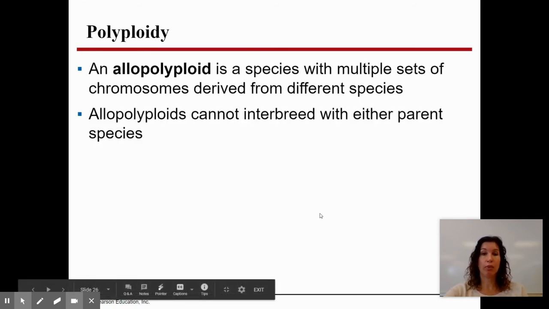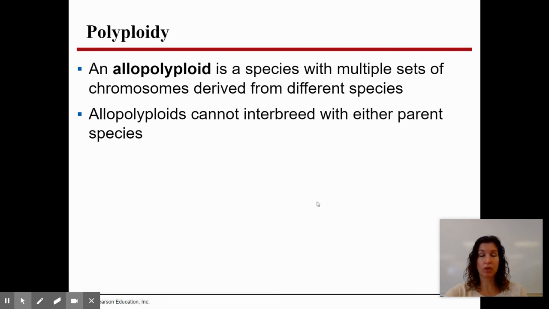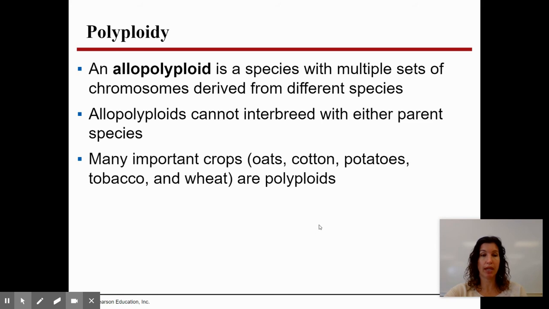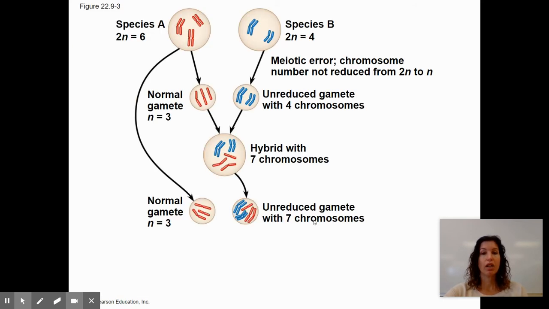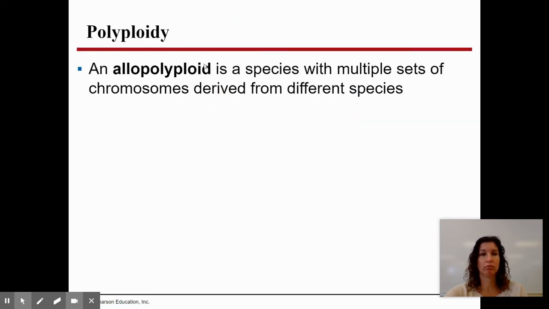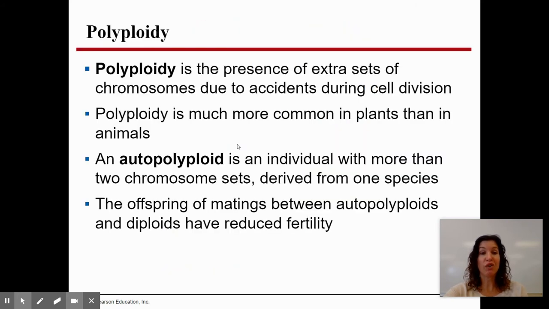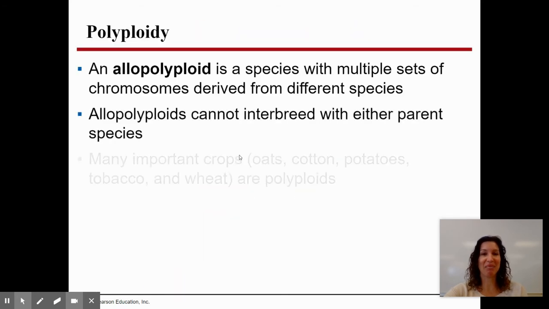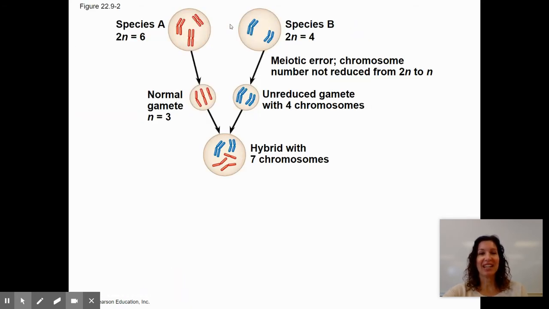So an allopolyploid is a species with multiple sets of chromosomes derived from different species, and they can't interbreed with any parent species. So crops like oat, cotton, potatoes, tobacco, and wheat are all polyploids. So you can see if we have species A, this is like our polyploid here, or could be an autopolyploid. Anyway, some sort of polyploid individual breeds with a different species that has 4. So, okay, I said that backwards.